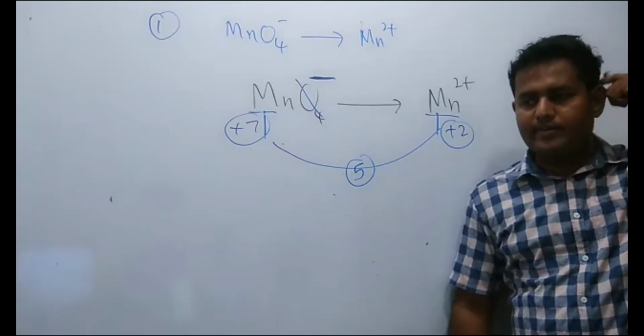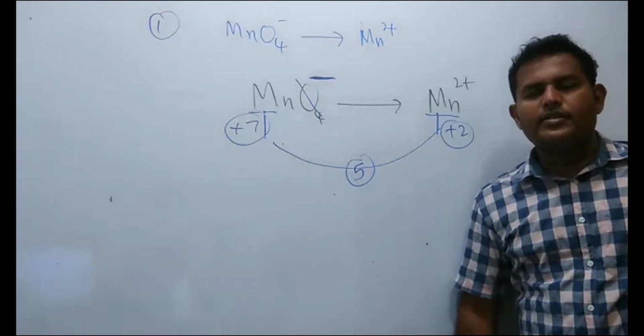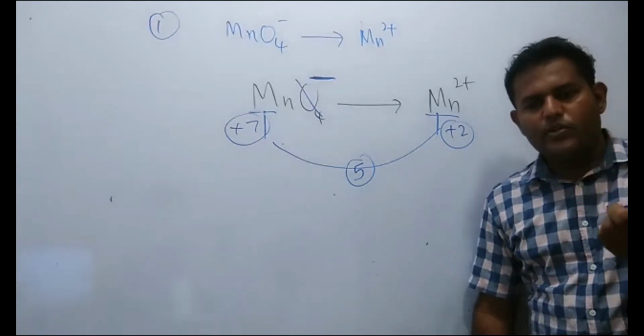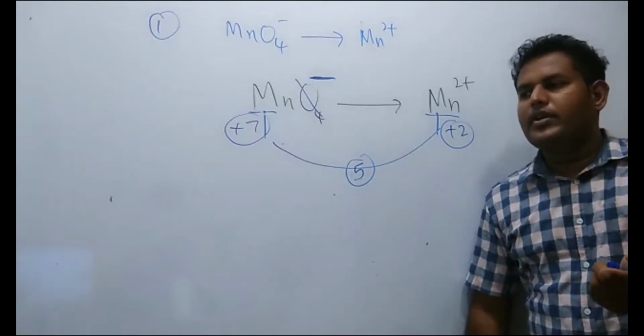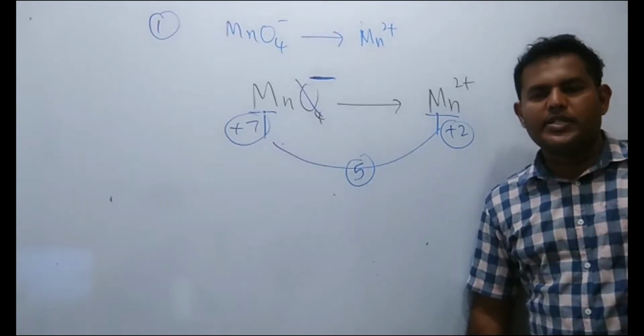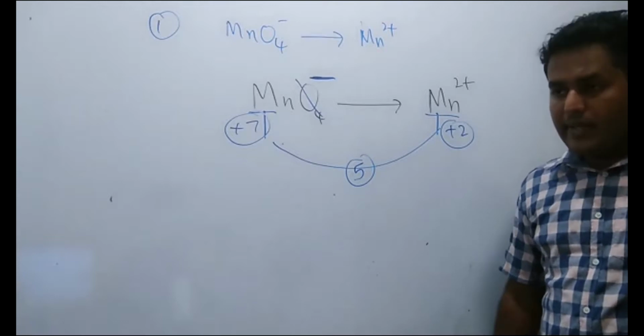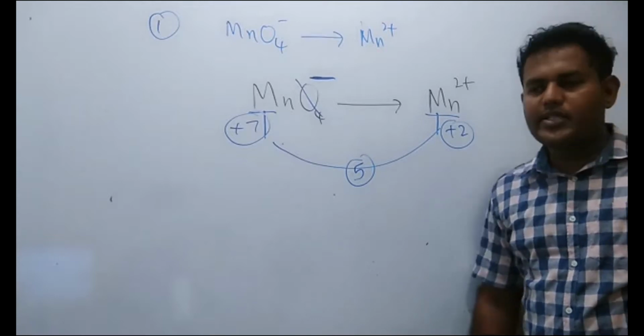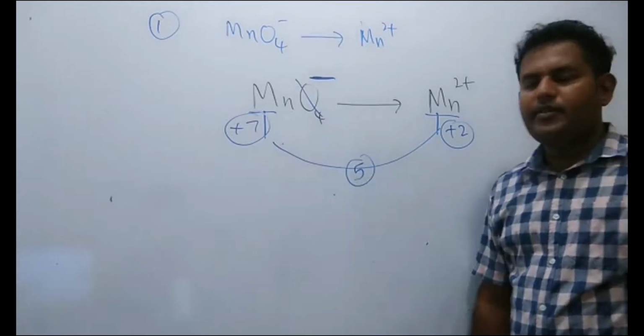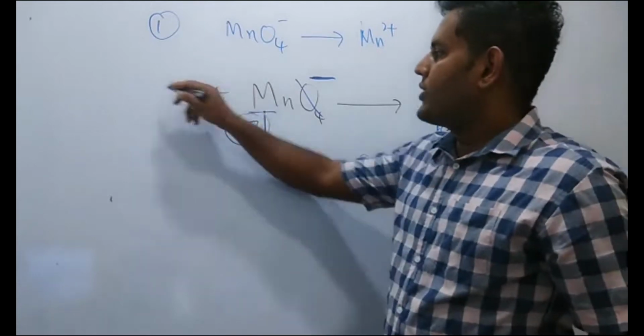The difference is 5, right? Then what we have to do? We have to add an equal amount of electrons to the side that has the highest oxidation number. Add these 5 electrons to the side with the higher oxidation number. Which is the side with the higher oxidation number? This side. Right? So then you can add 5 electrons.